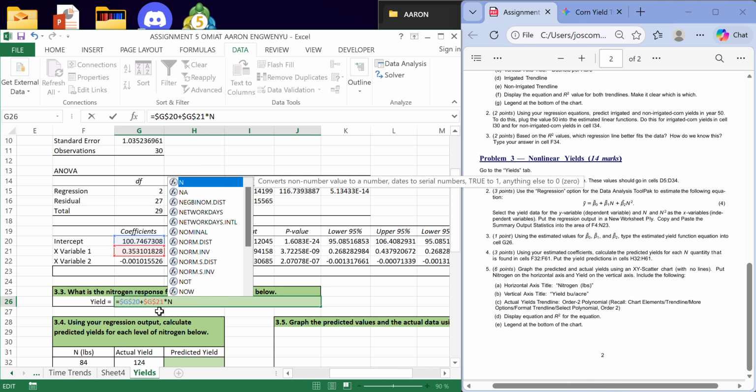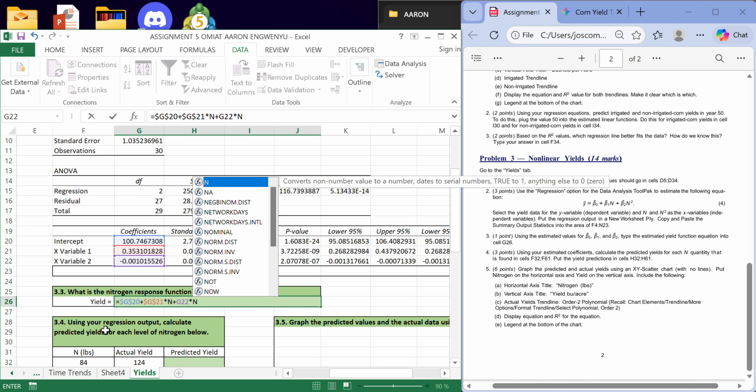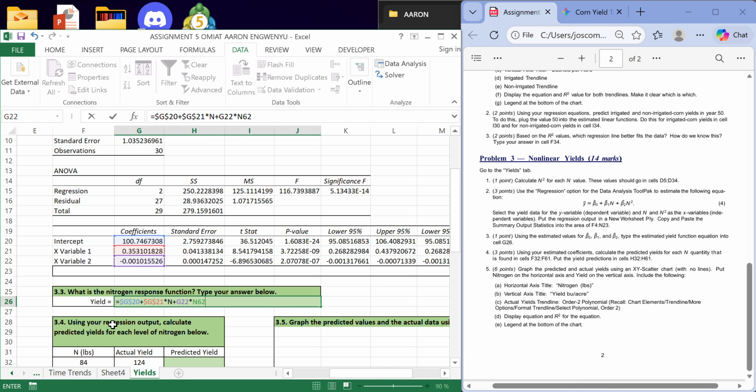What happens is this to some n plus b2 times n squared. Remember, we like to have all this as absolutes. I don't know.